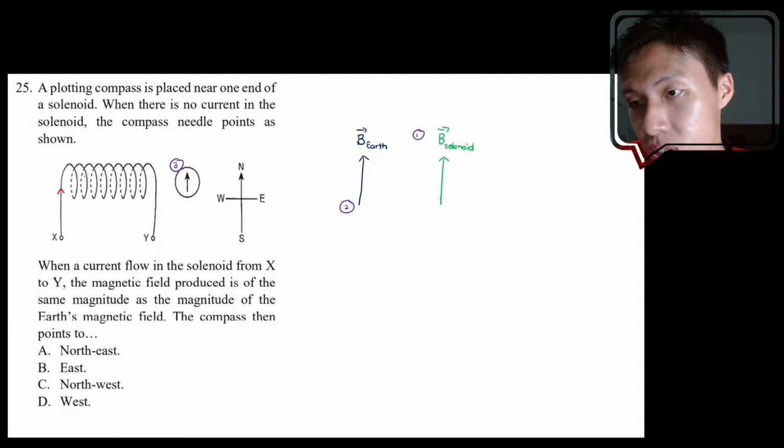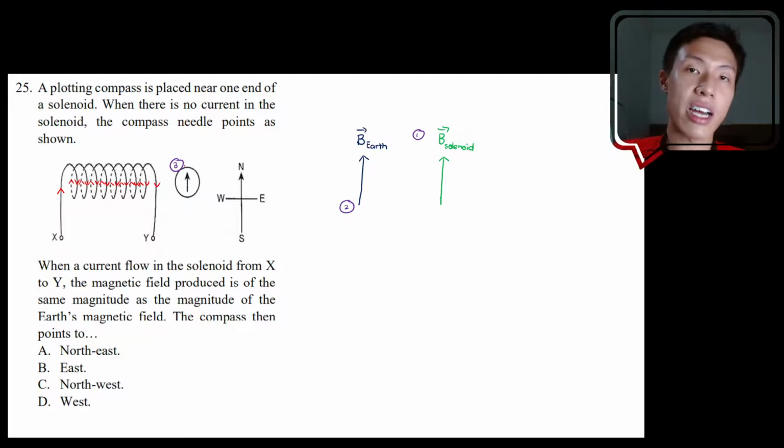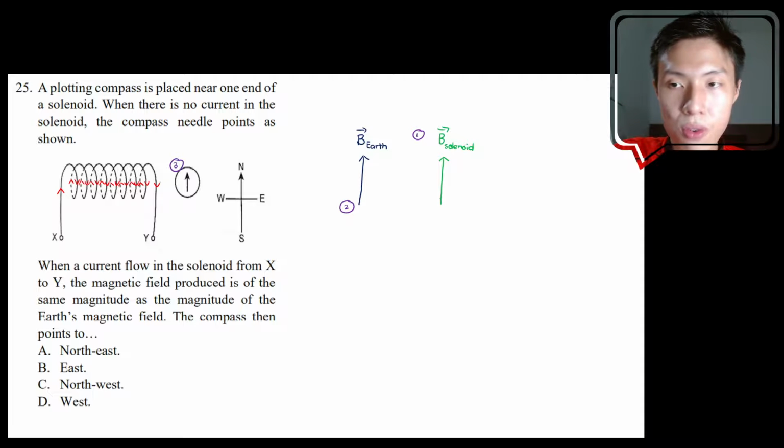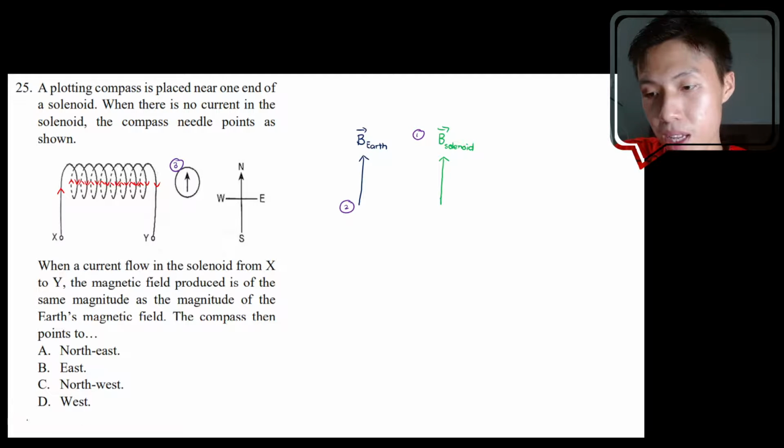So if we trace out the diagram, you see that it's down, up, down, up, down, up, down, up, down, up, down, up, down, up, down. Okay, so this is the direction of the current flowing in the solenoid. Right now you can use your right hand grip rule.